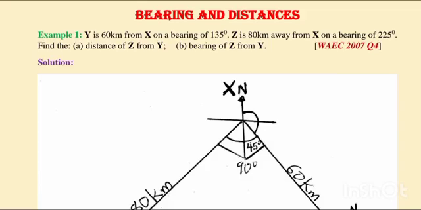In our example one, we have a question that says, Y is 60 kilometer from X on bearing 135 degree, and Z is 80 kilometer from X on bearing 225 degree. So we have to find the distance of Z from Y and bearing of Z from Y.